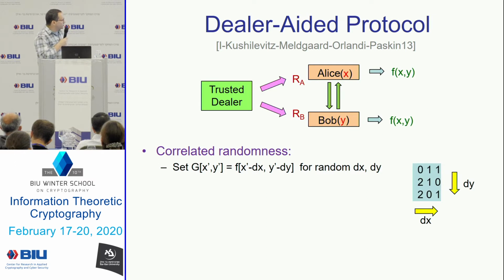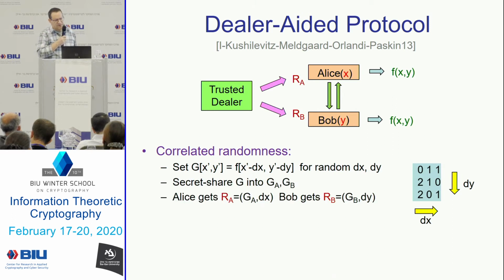Okay, this is visually what we do. We take the original table and rotate it by dx horizontally and dy vertically. Now, what does the dealer do? First, the dealer does this rotation. It has to be secret. So dx and dy are secret values picked by the dealer. And now the dealer just secret shares this shifted table G using a 2 out of 2 secret sharing between Alice and Bob. So each of them gets one share of the shifted truth table. RA and RB are the shares of the shifted truth table.